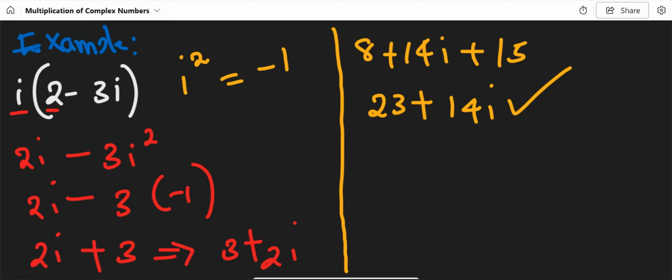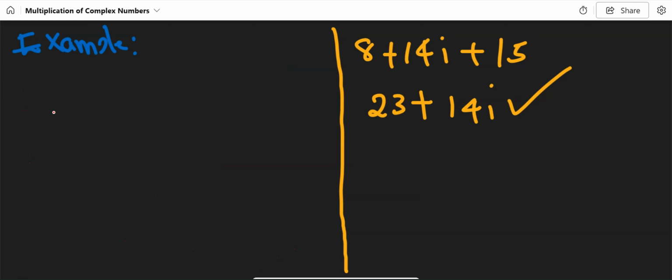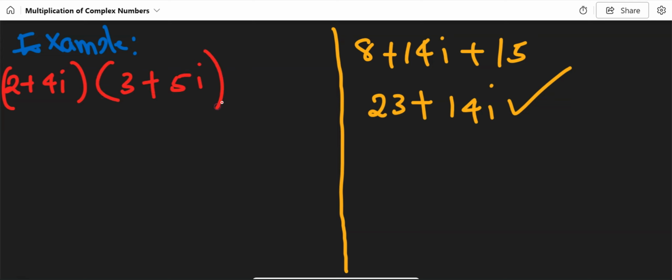We can still do another example, the final example. Let's clear this. Yeah, so another example. This is 2 plus 4i multiplied by 3 plus 5i. Feel free to pause the video, do the example, and see if you'll get the same answer as mine.